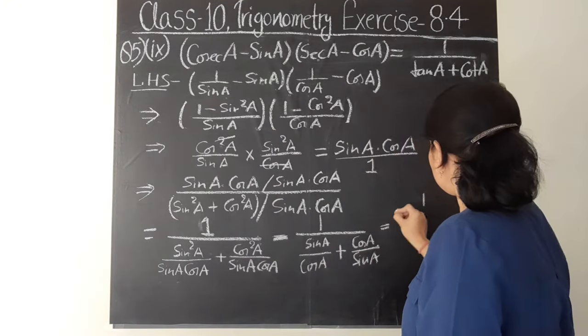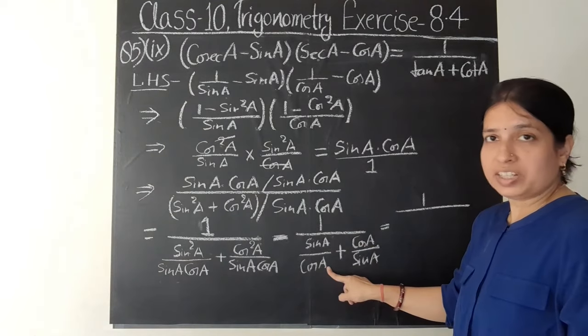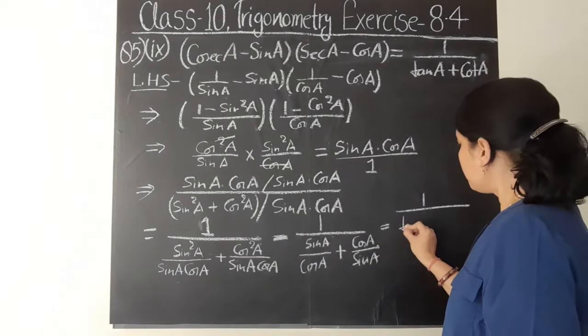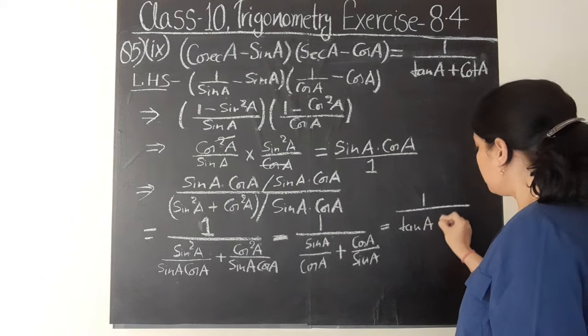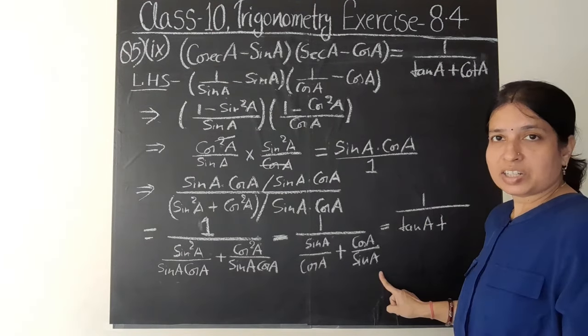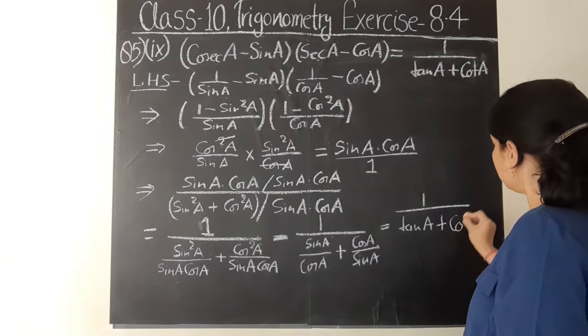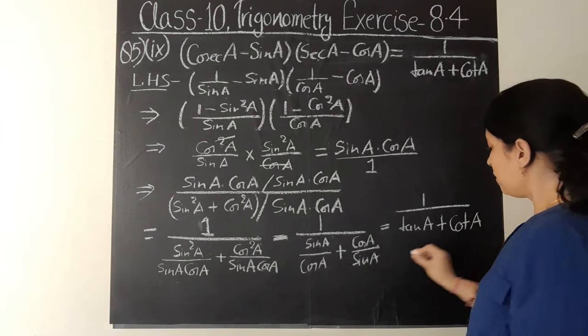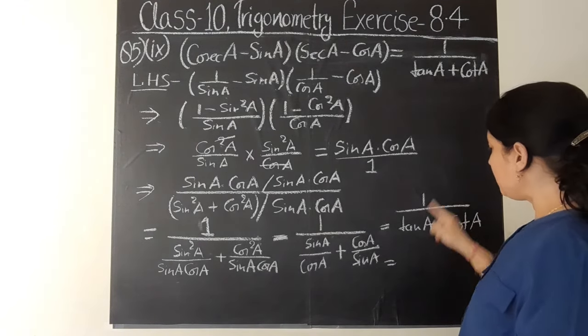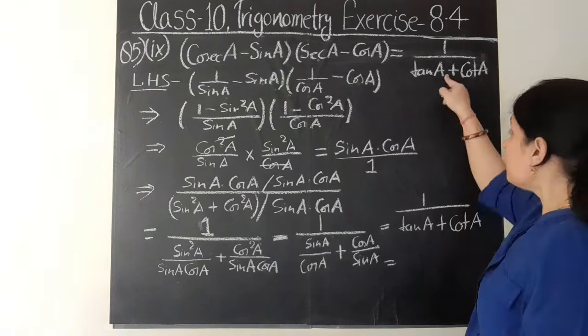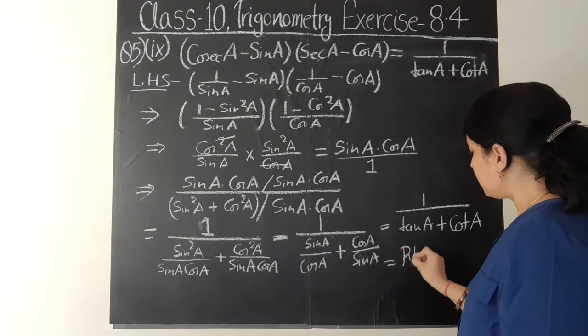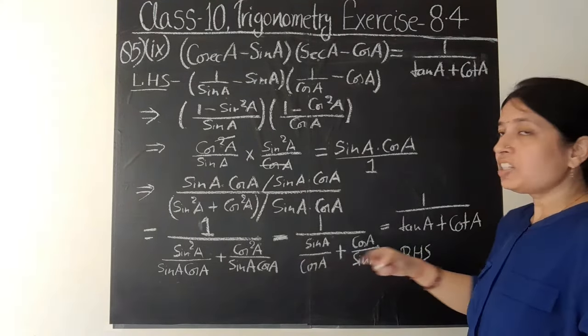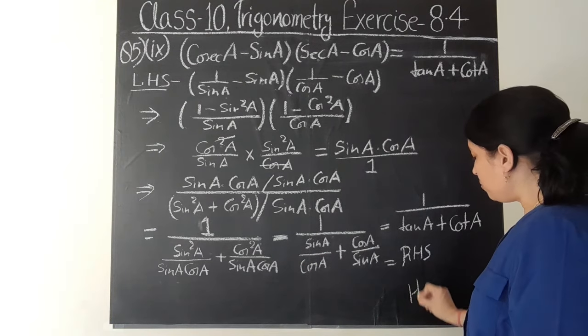So 1 by sin a by cos a is equal to tan a. So write here tan a. And cos a by sin a is equal to cot a. So this one is your RHS, 1 by tan a plus cot a. This one is RHS. So write here RHS. So LHS is equal to RHS. Hence it is proved.